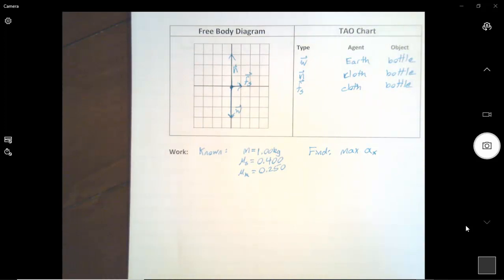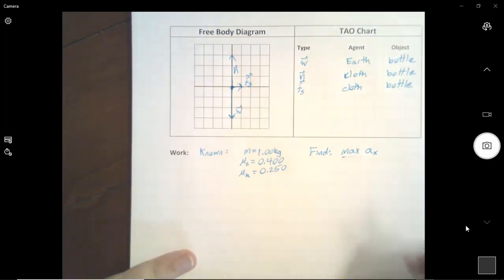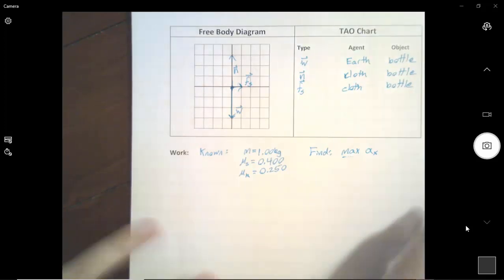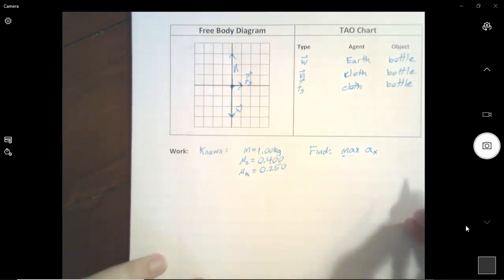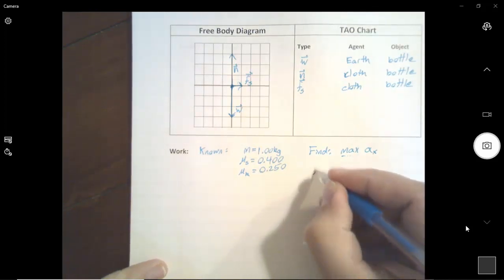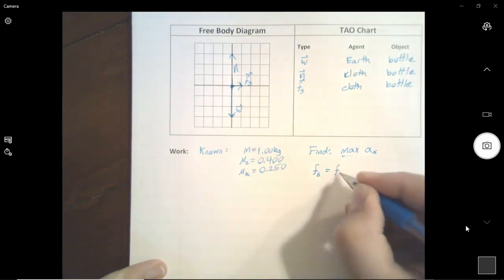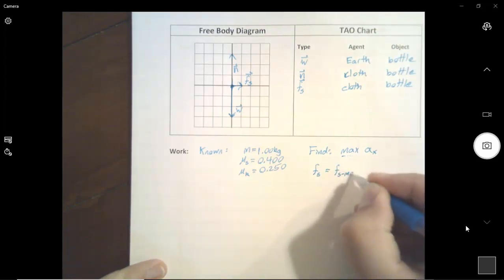in the x direction. Now, whenever you're solving static friction problems, there's usually a weasel word like maximum, minimum, fastest, slowest, something along those lines. And that's usually a clue that we want to use the fact that at that point, static friction will be equal to the maximum static friction.